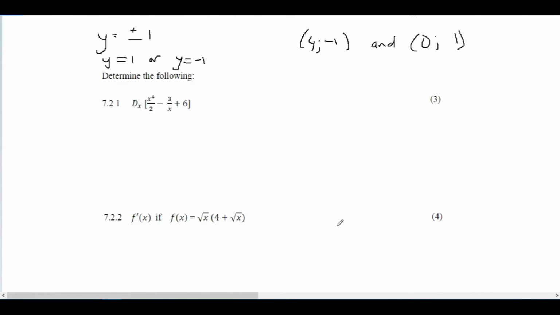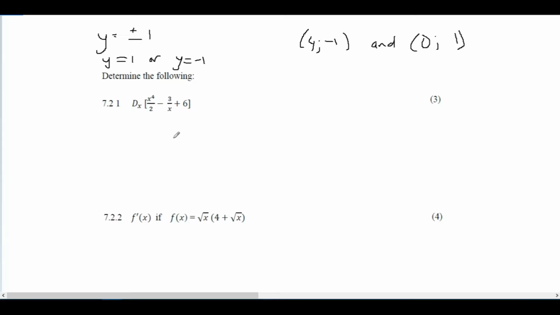Right, so continuing on. Our next question is a derivative question. They're all pretty much derivatives, they just use slightly different notation. This is the first one. It says determine the following: the derivative of x, where x in this case is x to the 4 over 2 minus 3 over x plus 6.